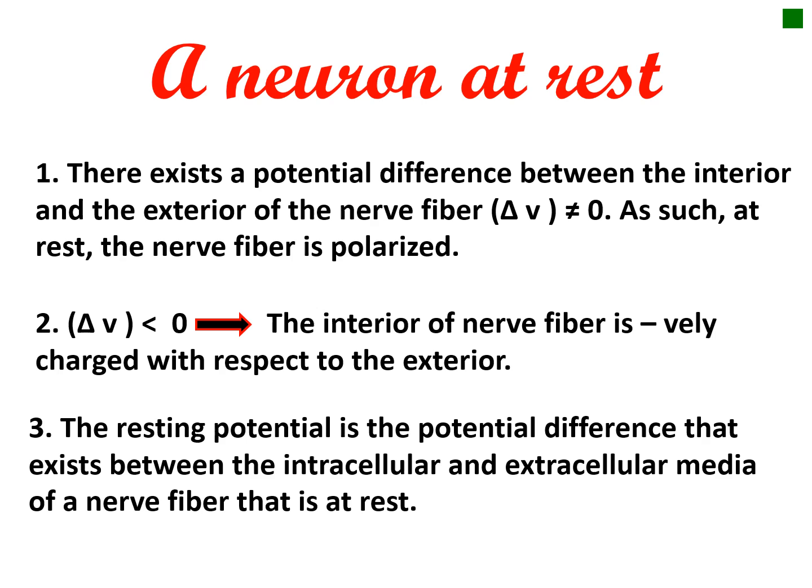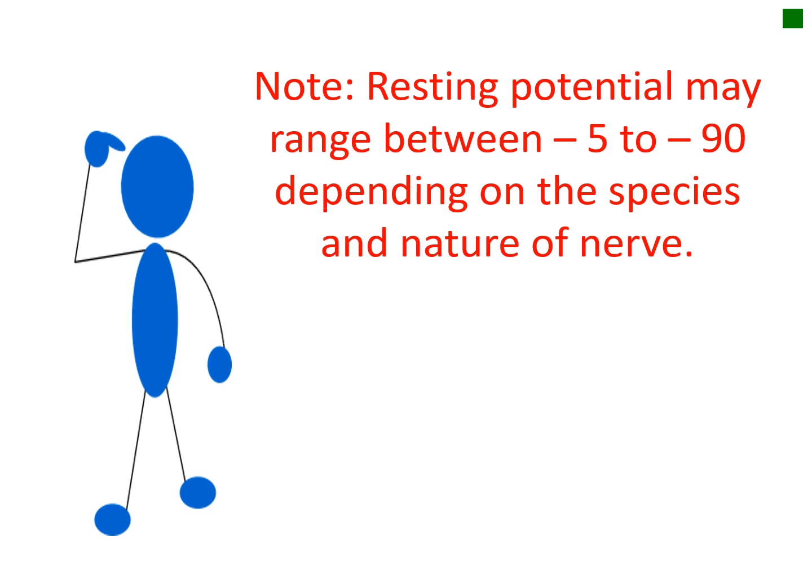We can deduce from these experiments the following. In a neuron at rest, the potential difference existing between the interior and the exterior of the nerve fiber, delta V, does not equal 0. As said, the nerve fiber is said to be polarized. Delta V less than 0: the interior is negatively charged with respect to the exterior. The resting potential is the potential difference that exists between the intracellular and the extracellular of a nerve fiber at rest.